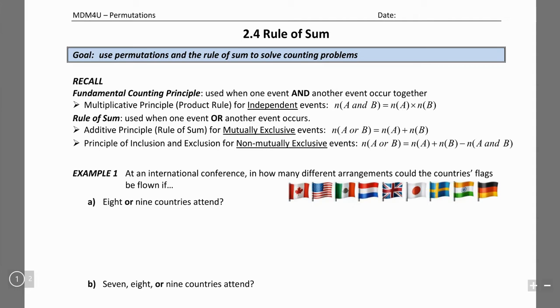Okay, 2.4, the rule of sum. The goal here is to use permutations and the rule of sum to solve counting problems.